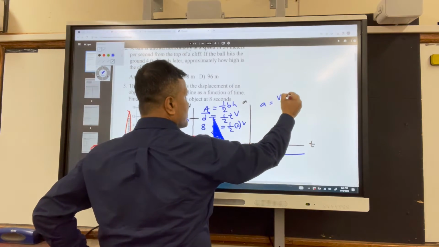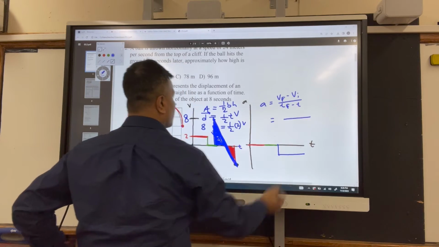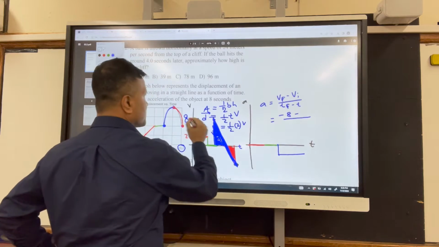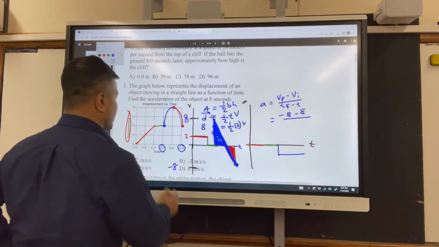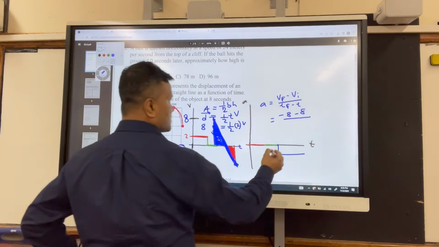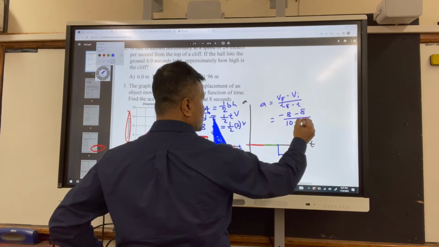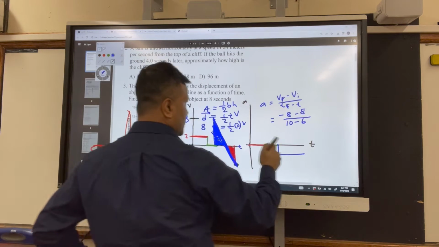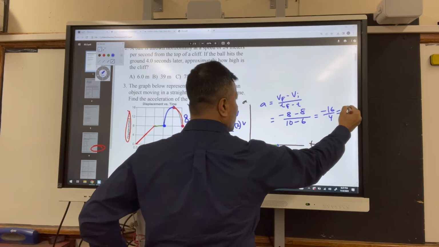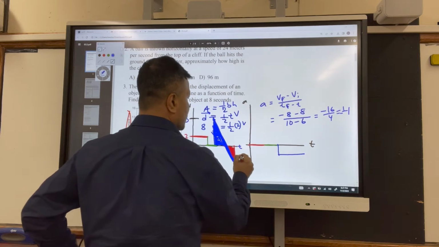Acceleration is Vf minus Vi over Tf minus Ti. So Vf would be what? This is Vf, negative 8, minus Vi, which is 8. Tf would be 10, minus 6. So 10 minus 6 is 4, right? Okay, good. So then you have negative 16 over 4, which is negative 4. So acceleration is negative 4.